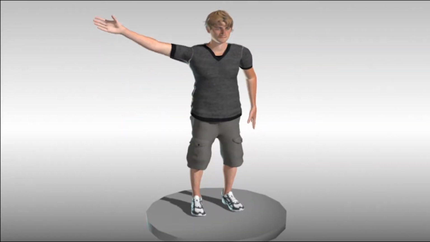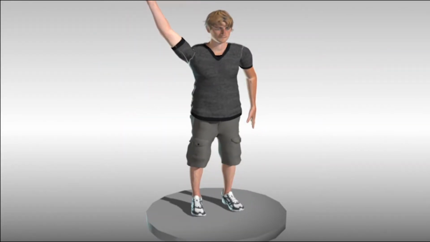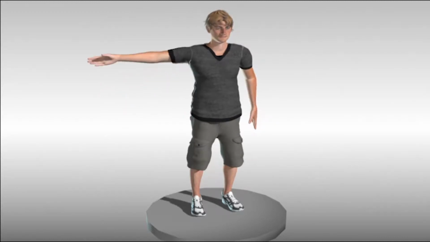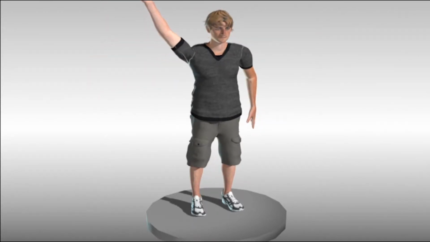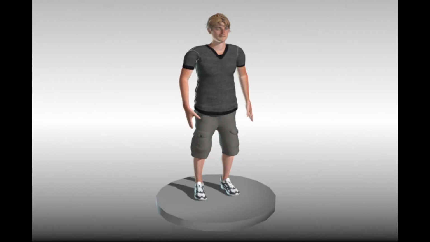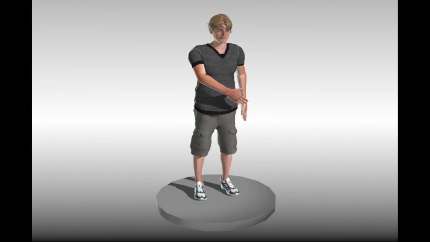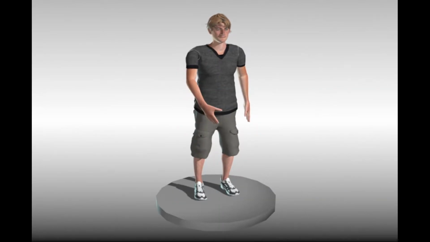Shoulder abduction consists of moving the arm away from the body in a coronal or frontal plane. Adduction consists of moving the arm toward the body in a coronal plane.